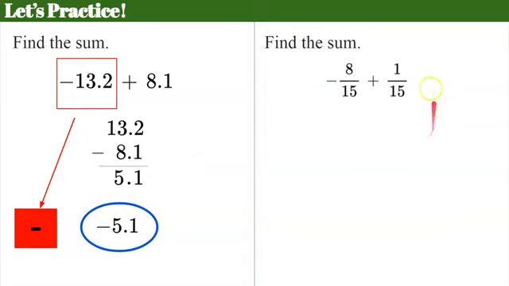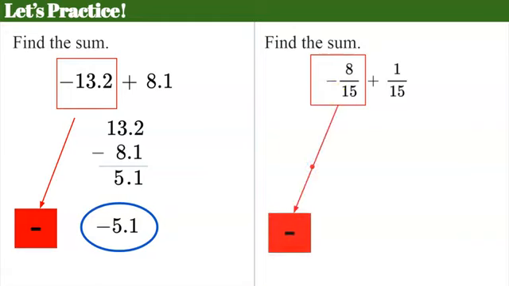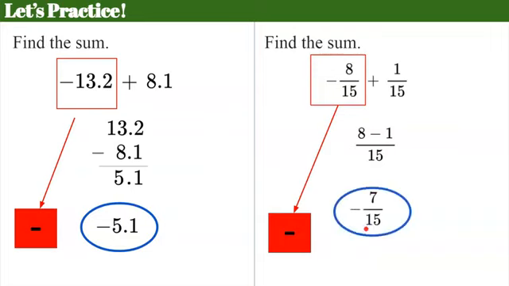All right, let's try two different signs with fractions. Once again, I'm going to look at the absolute values. 8/15 would be greater than 1/15, and it's negative. So I'm going to make a note that my sum is going to be negative, and now I'm ready to subtract. I already have a common denominator here, but I need to subtract the smaller from the larger. So that's going to be 8 subtract 1, all over 15, the common denominator. So that is 7 over 15, and reminding myself that my sum has to be negative, and there you have your answer.